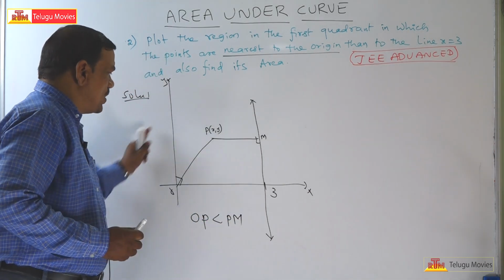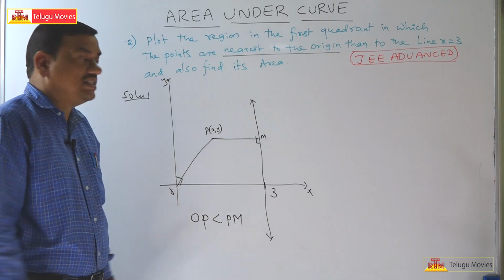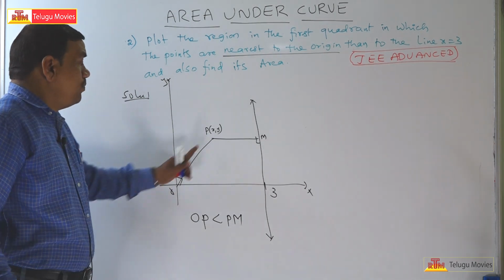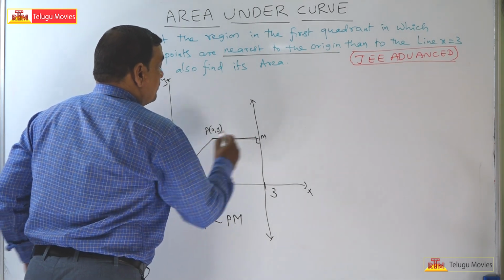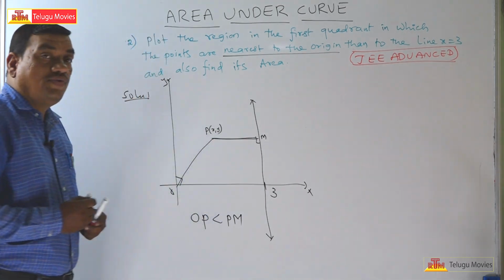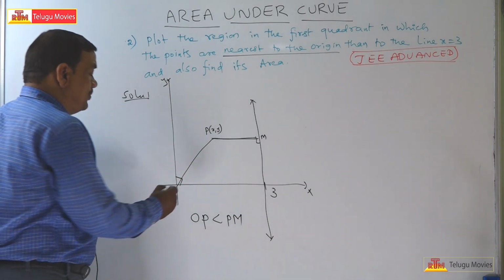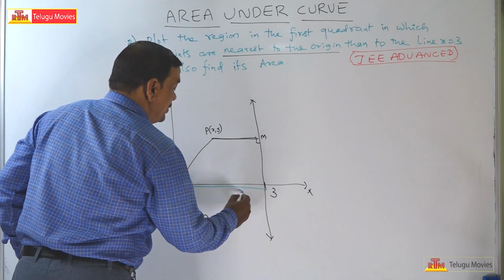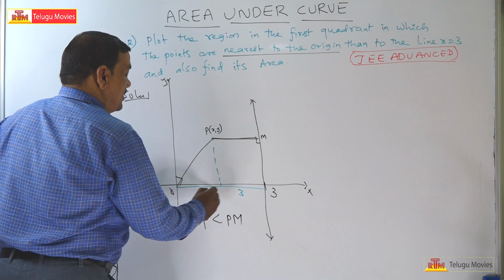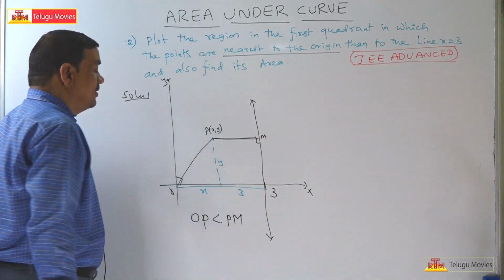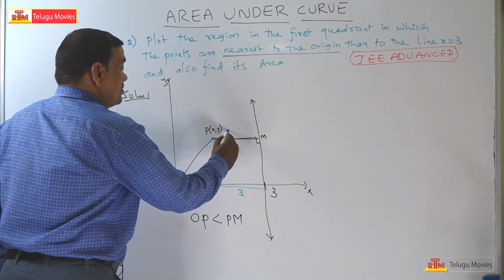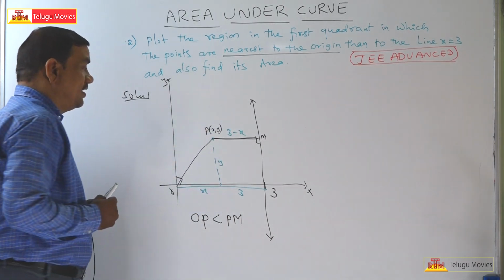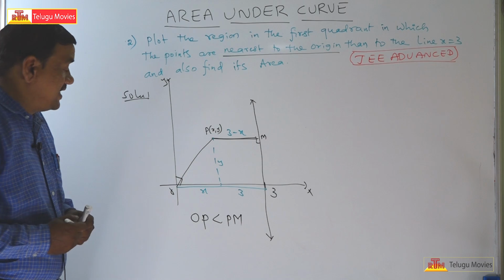So you will get a locus here. What is that locus? Let us see. What is the value of PM? If you observe, PM is from here to here, 3 units. Here this is x and y, so from here to here is 3, up to here is x. So PM should be 3 minus x.